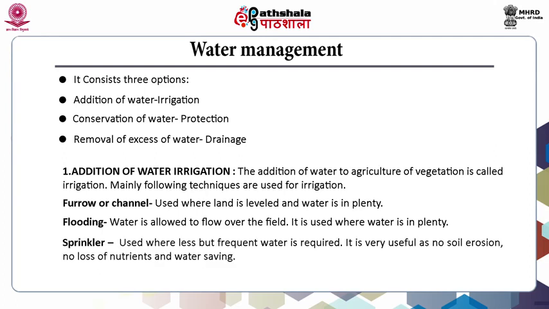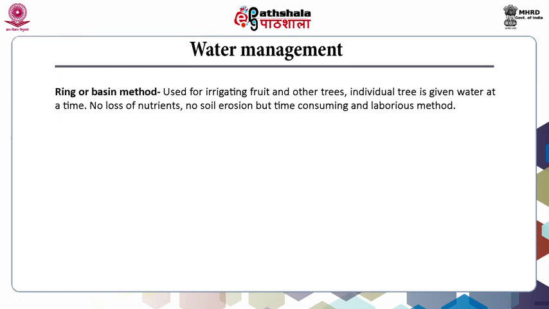Then sprinkler, used where less but frequent water is required. It is very useful as there is no soil erosion, no loss of nutrients and it saves water. Ring or basin method, it is used for irrigation of fruit and other trees. Each individual tree is given water at a time.